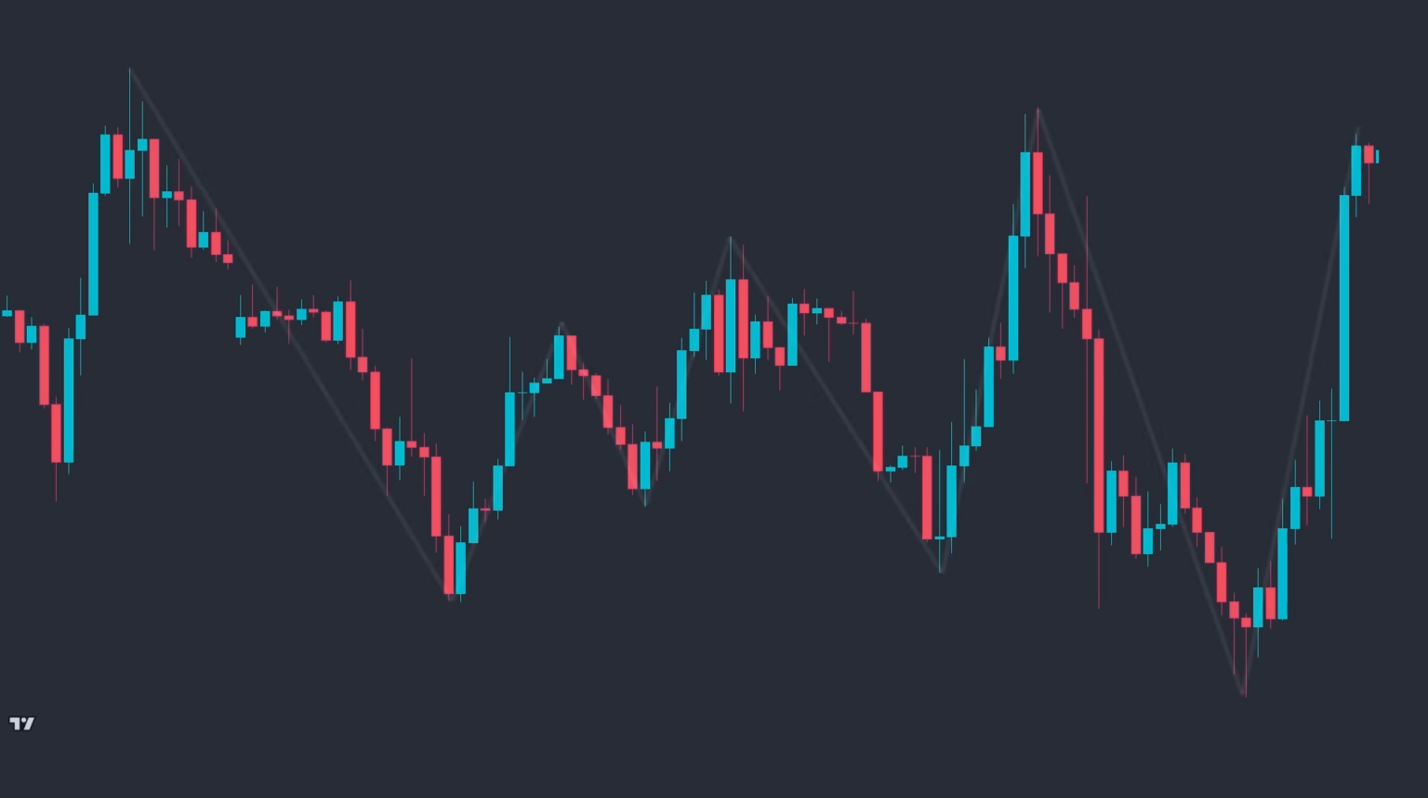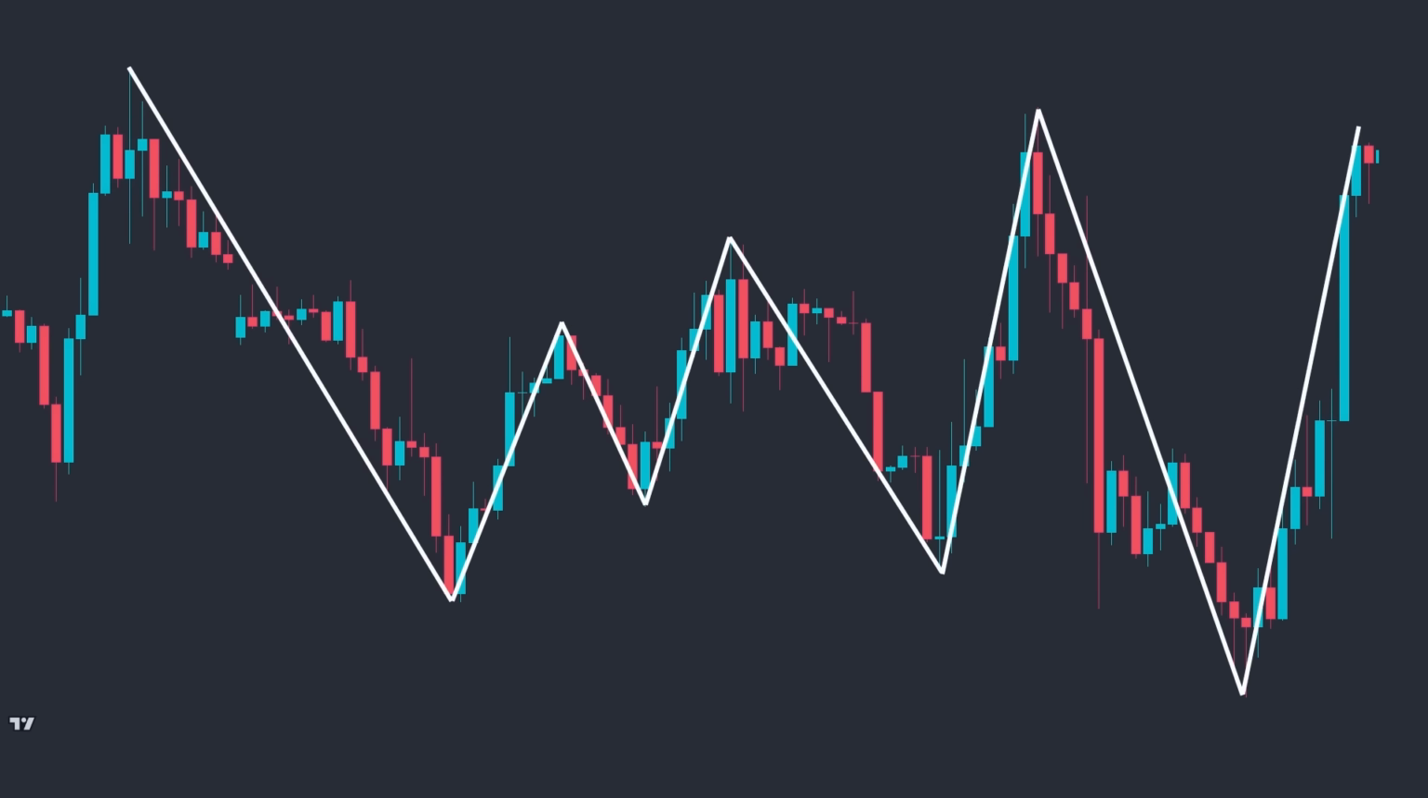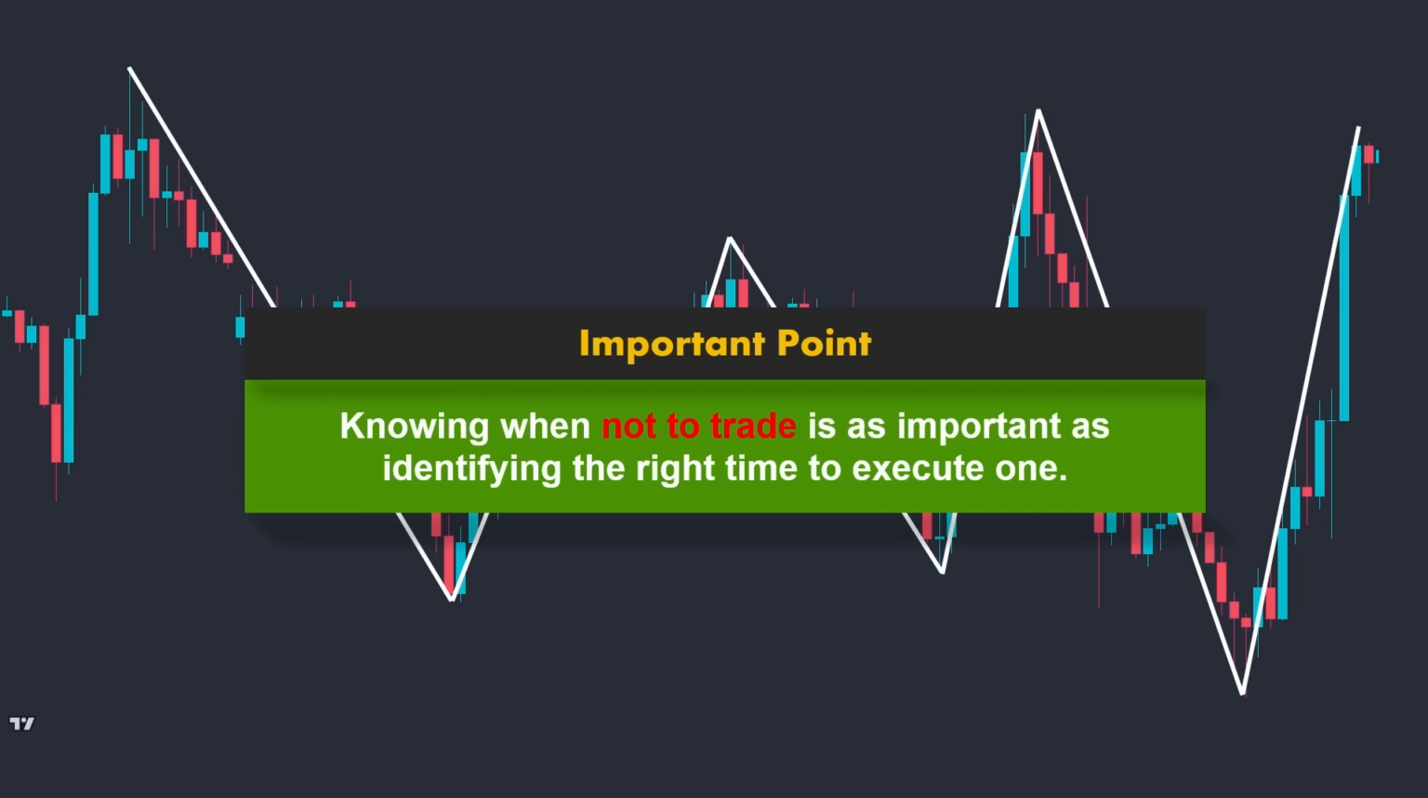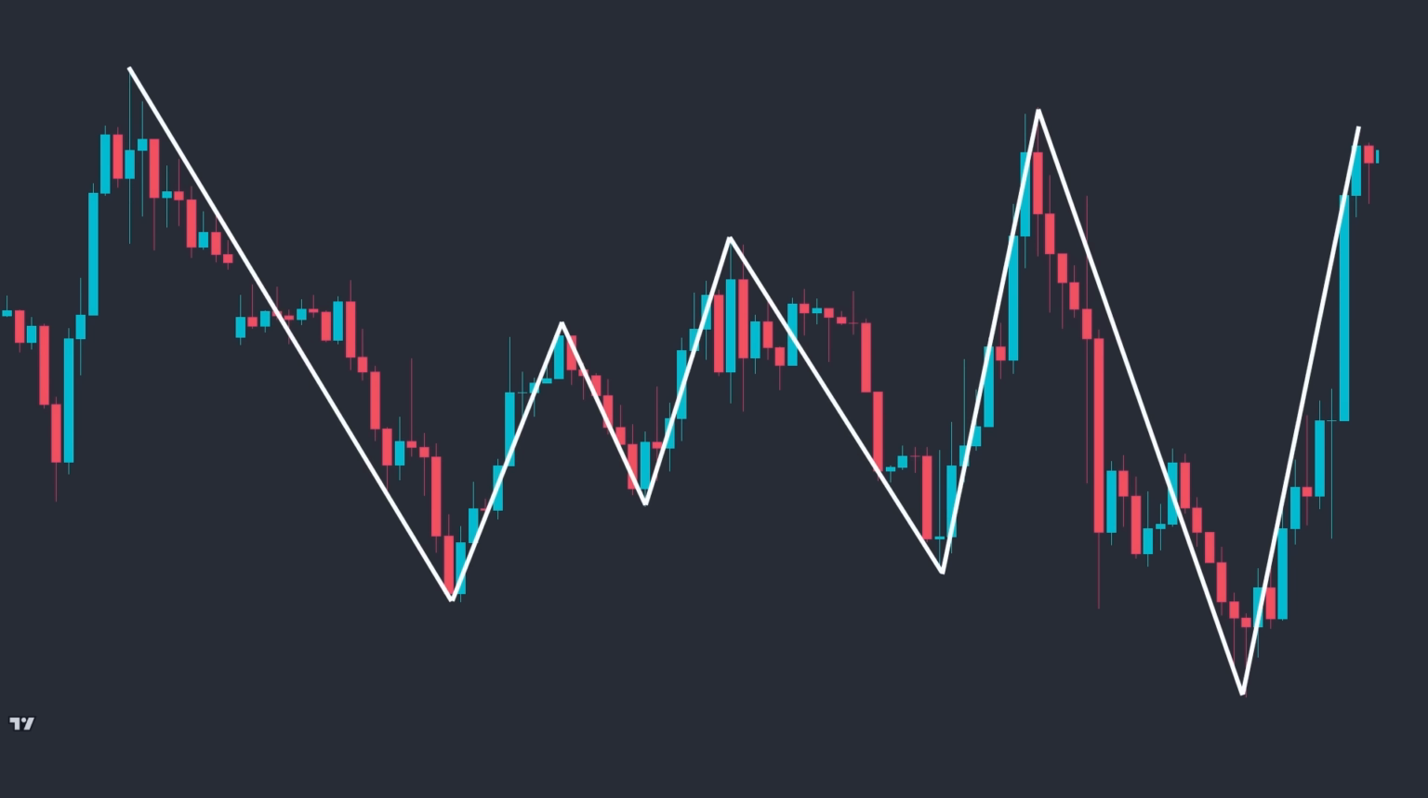On the contrary, look at this chart. This is the latest market structure schematic. The market is continuously validating the major swing highs and lows to both sides, leaving us with no clear direction. This is the time when we have to stay away from the market until we get a clear bias. Knowing when not to trade is as important as identifying the right time to execute one. Also, always pay attention to upcoming major news, because they will significantly impact the price without regard to technical situations.